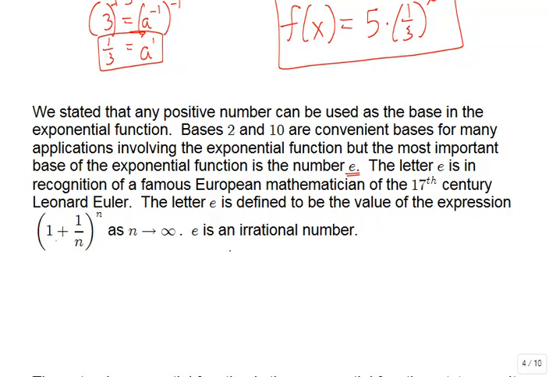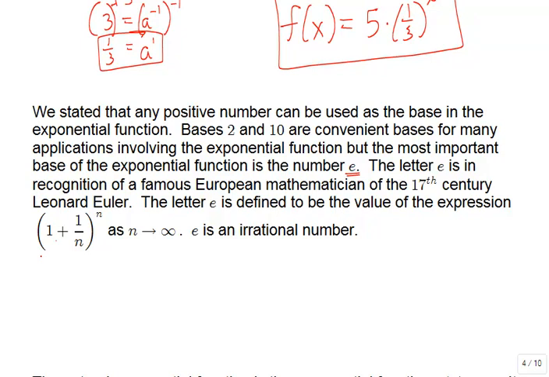e is an irrational number. It's just like pi. It never repeats, and it doesn't have a pattern, and it occurs so often in so many different applications, especially in calculus and above. That's why it got assigned its own letter name, just like pi. So you will see e quite often as you progress through mathematics.